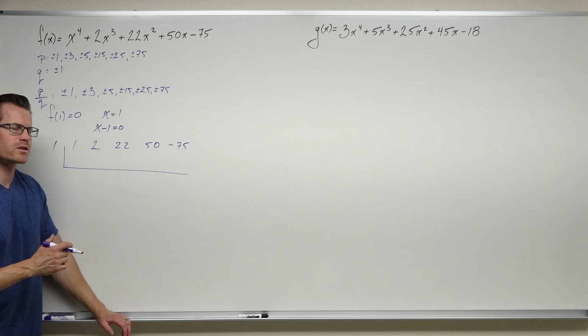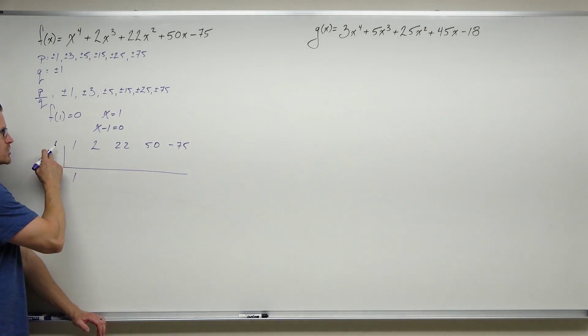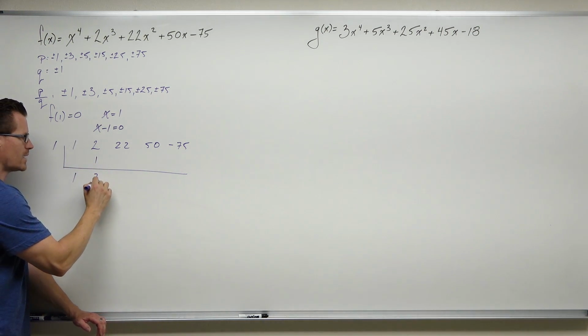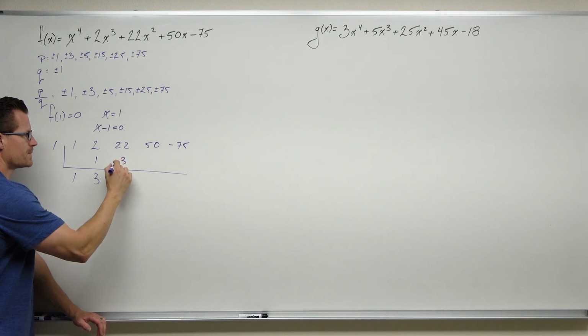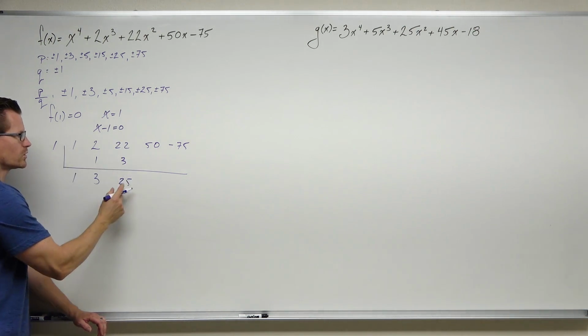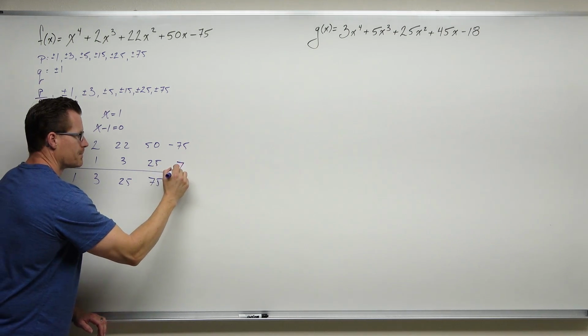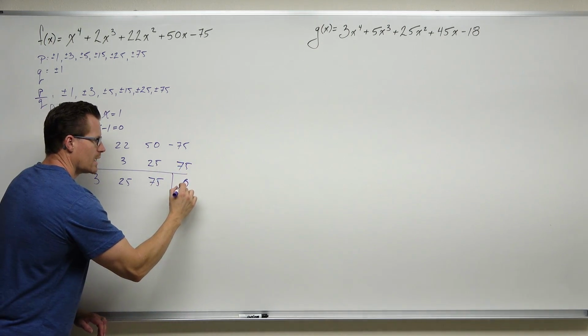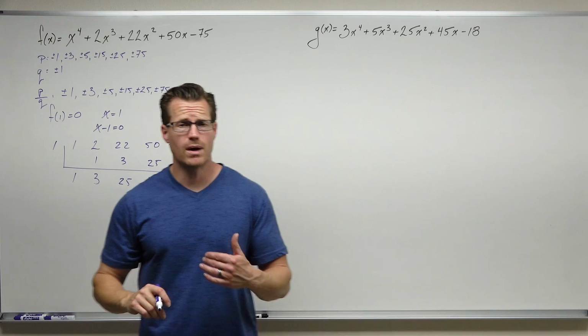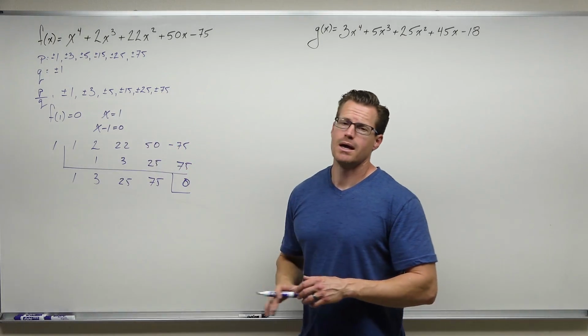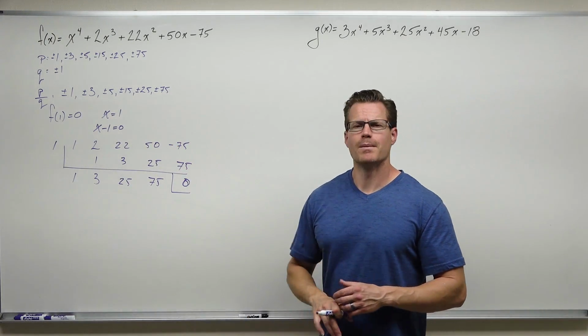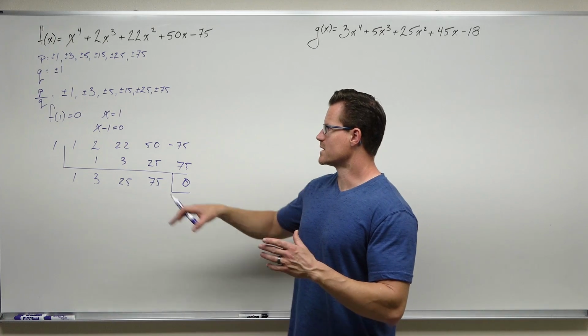And how this algorithm works is you bring down your first coefficient, you multiply and you add. You multiply and you add. You multiply and you add. You multiply and you add. And you should end with a remainder of 0 if you have authentically found an x-intercept. This has to happen. Here's what it means. We've reduced because we're factoring out.